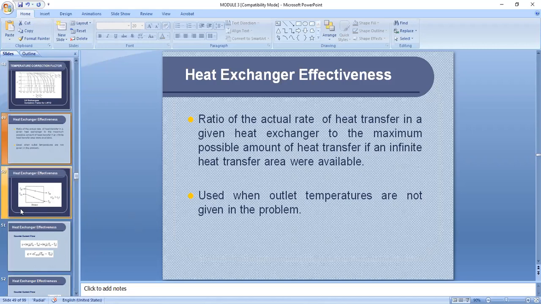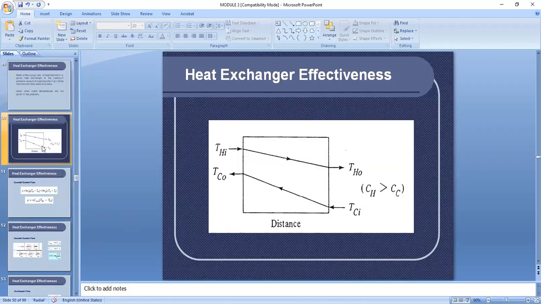But we get this effectiveness using a formula. We can solve for it, or we can use the NTU method. So let's go through these two one by one. In heat exchanger effectiveness, we determine the C sub H and C sub C, all in capital letters for the subscripts. Your C sub H is the product of the m Cp of the hot fluid, and your C sub C is the product of the m Cp of the cold fluid. I think it's also written in the next slide.